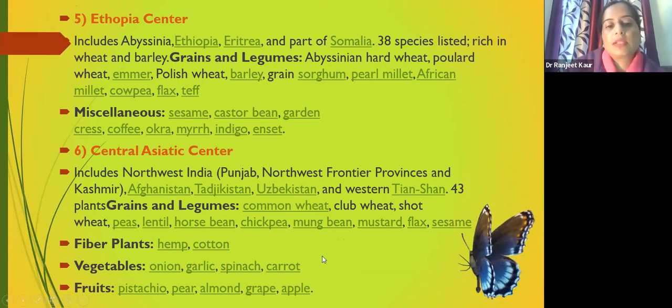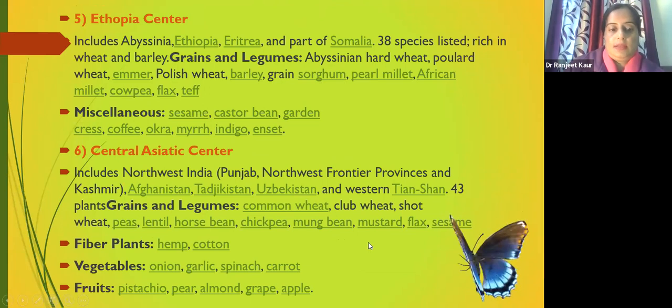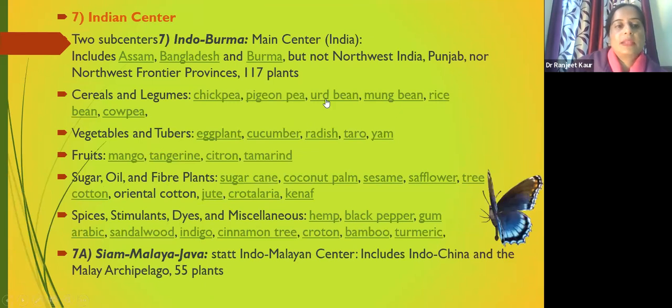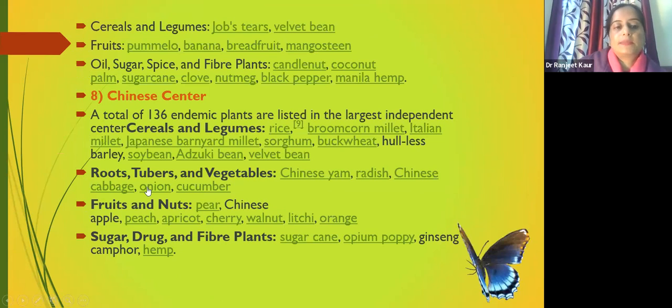Then comes the Central Asiatic center. Peas, horse beans, chickpea, mung bean, mustard, flaxseed, these are the important crop plants, hemp, cotton, which have come from this center. Then from the Indian center, urad bean, mung bean, rice, coffee, eggplant, cucumber, they all have originated from this center. And then we come to the Chinese center. Radish, onion, lychee, orange, walnut, these are important fruits which have originated from this center.